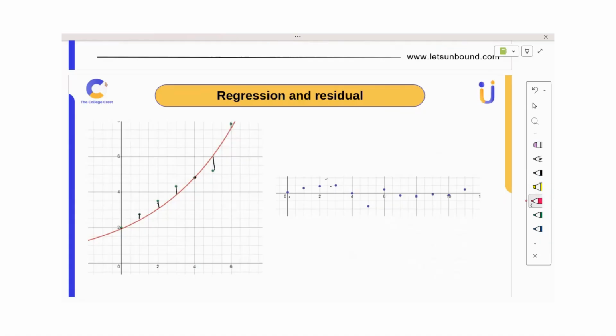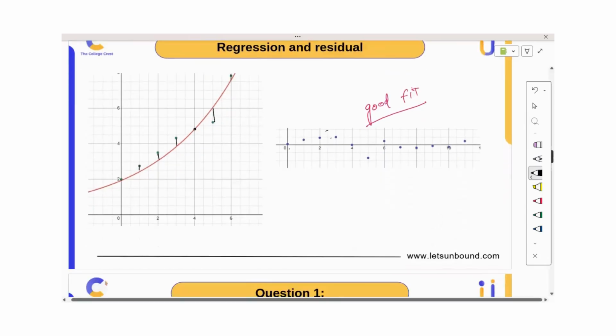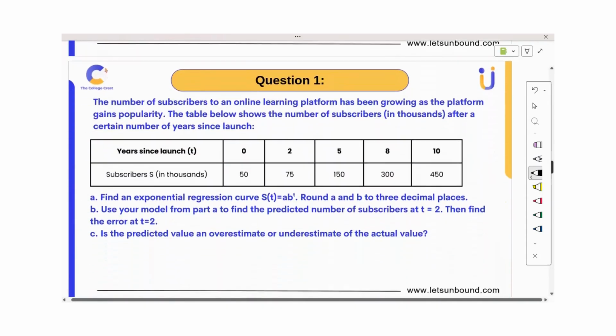So you can't predict a pattern here. So this is a good fit. We can go with the model. Right, so this is the thing. And now we are moving to the first question.